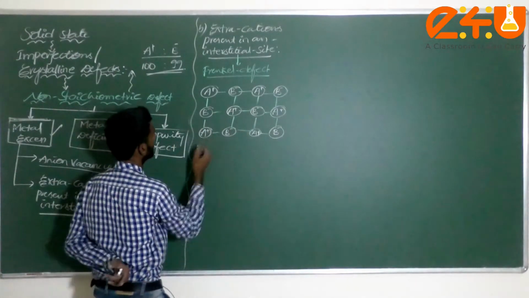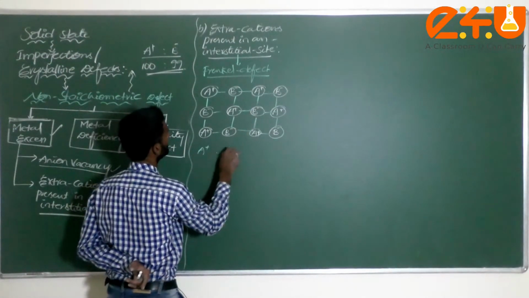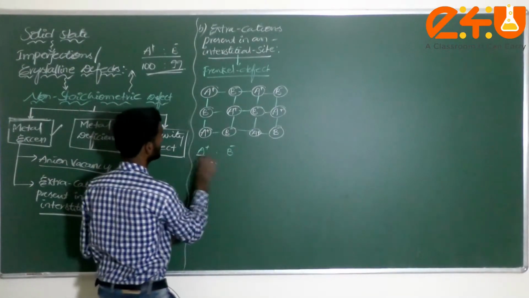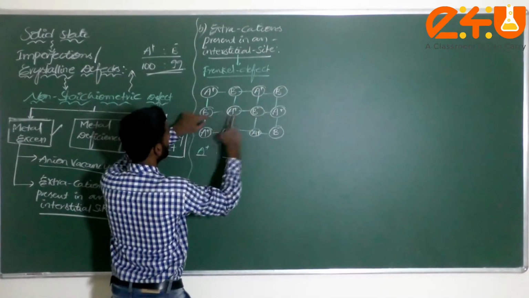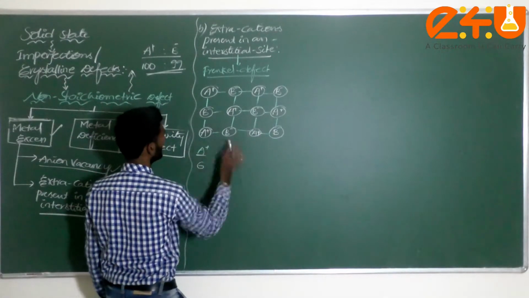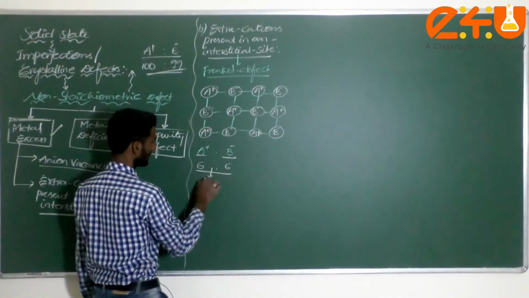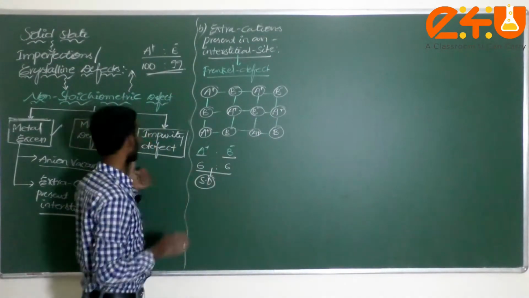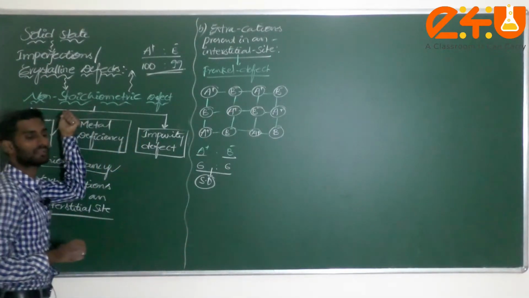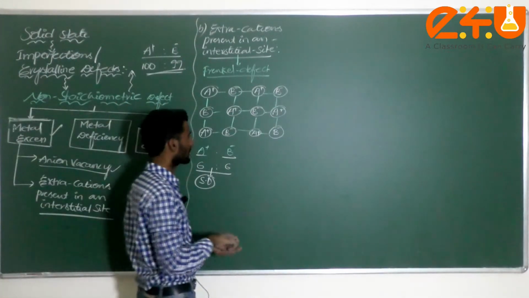Next, if you consider initially A+ versus B-, how many are there, dear student? Check it here: 2, 4, 6, 6 are there. Next, B- is also 6. This is called stoichiometric. But what is our topic? This is a non-stoichiometric defect. What I am taking here is some extra cations.